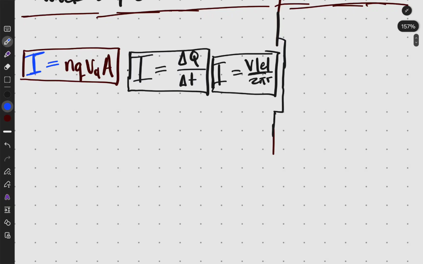Now, before we go to the other formulas, we must just put 2 more things that you must not forget: the formula for n and the formula for A.